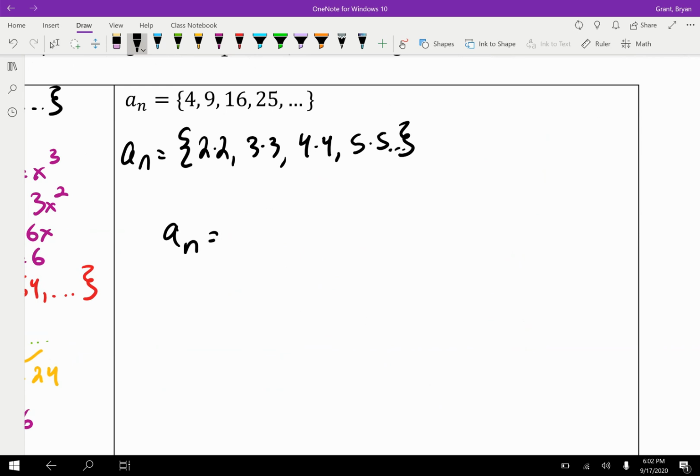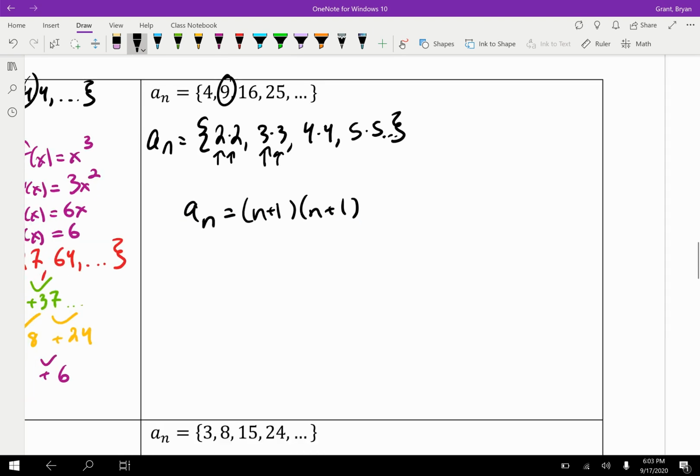What does our formula look like then? Well, this is supposed to be my first term, and each of these 2's are 1 bigger than the first term. This is my second term. Each of these are 1 bigger than 2, and so on and so forth. So I think it's not going to be n times n, because it's not the first 1 times 1. It's 1 bigger than the first term, and 1 bigger than the first term. If we substitute in 1, we get 2 times 2, which of course gives us 4. Looks pretty good. Nothing too terrible.